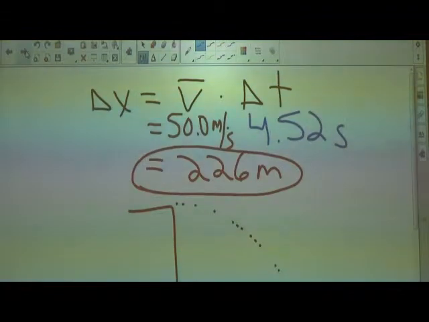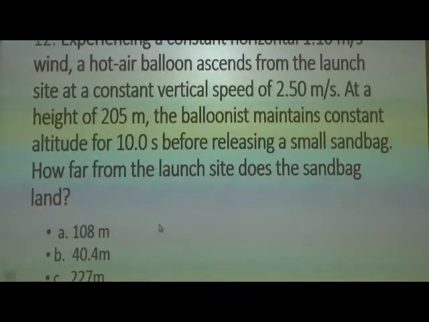So here's the diagram. This is the projectile motion. It's going to land there. If we measure from there in a straight line to the edge of the cliff, it's going to be 226 meters, so that is the correct answer. I hope you got that. Alright, let's go to the next one.